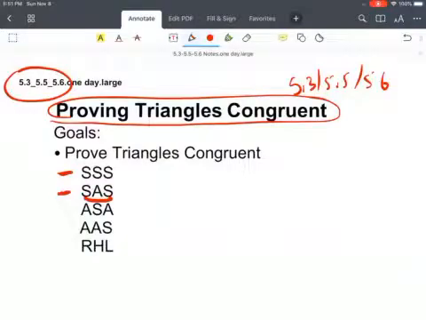We'll talk about included, the side included between two angles and in a row, and then a side, and then what's called RHL, which is right angles congruent, hypotenuse, side, and leg.